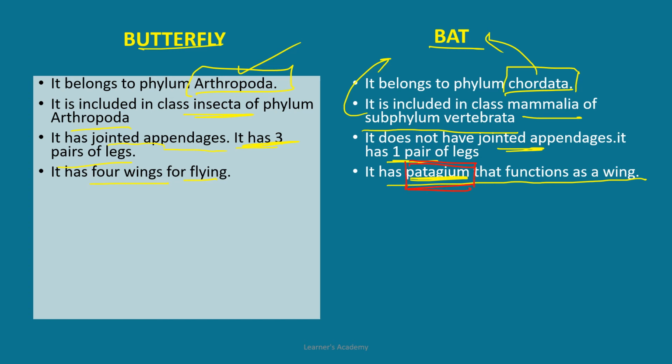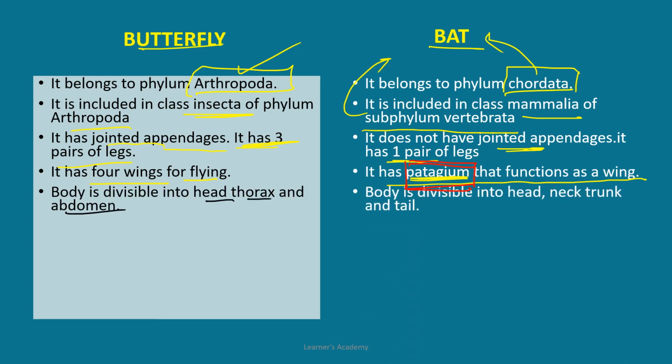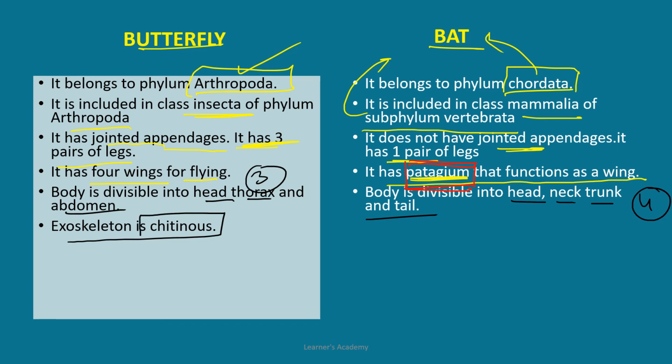Alright, now in case of butterfly, body is divisible into head, thorax and abdomen, whereas body in case of bat is divisible into head, neck, trunk and tail. Alright, head, neck, trunk and tail. Now in case of butterfly, exoskeleton is chitinous because it is an arthropod, it's an insect. Now exoskeleton is in the form of hair in case of bat because it belongs to mammals.